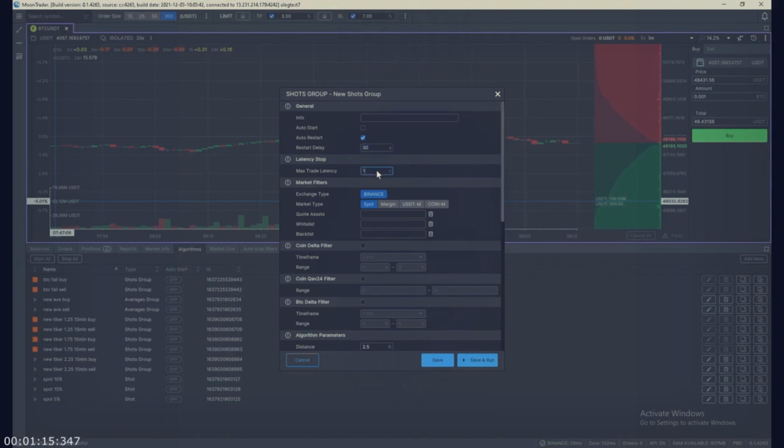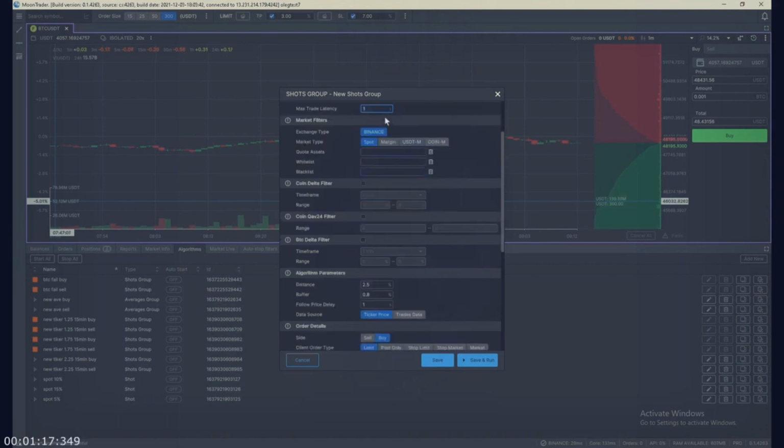Max Trade Latency stops the algorithm and cancels its orders if the delay in data transfer between the core and Binance exceeds this value, specified in seconds. It is not recommended to exceed 1 second. Exchange Type allows the user to choose from currently supported exchanges, currently only Binance. Market Type allows the user to choose market type: spot, margin, futures or quarterly market.